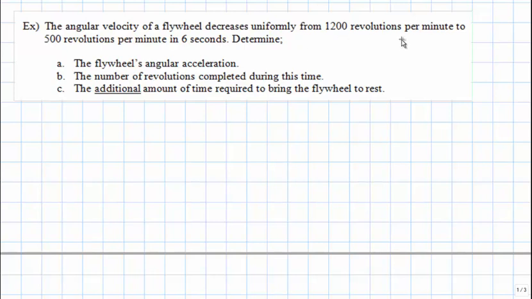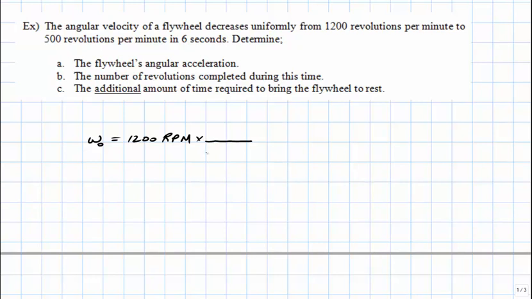The 1200 revolutions per minute refers to the flywheel's initial angular velocity. And of course, angular velocity is denoted by omega. And so omega 0 equals 1200, and revolutions per minute can be abbreviated as RPM. Unfortunately, RPM is not an appropriate SI unit. It needs to be converted to radians per second, and we will apply the conversion factor that we developed earlier that transforms RPM to radians per second.